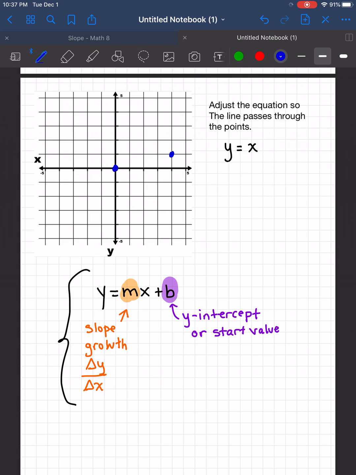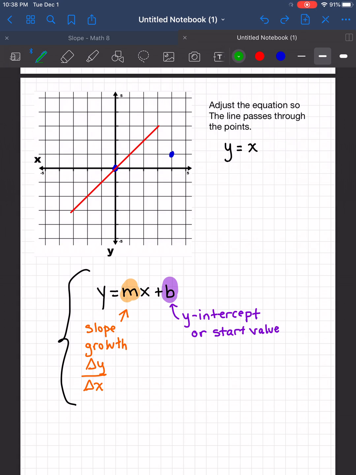In Desmos, when you type in an equation, the line will automatically pop up on the screen, which is a great feature. So the equation y equals x would be a line that looks like this. It has a slope of 1 and an intercept of 0. It's going through the origin. But that's not the correct line because it needs to go through the 2 blue points.